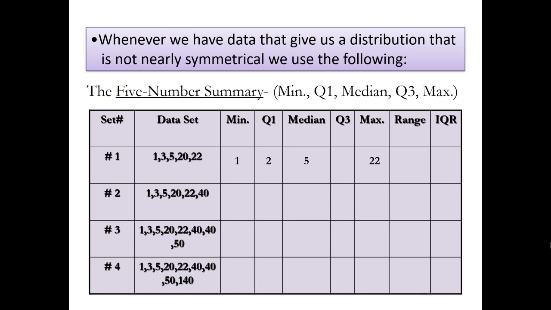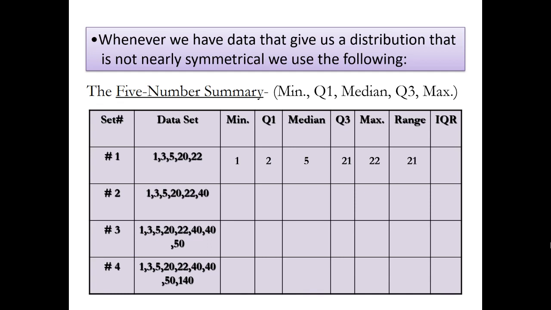I also have my Q1. Now I can think of Q1 as looking at the data that is below the median. If I look at that, it's just the numbers 1 and 3. Well, I don't have a number in the middle of 1 and 3. So instead, I add 1 and 3 together, divide by 2, and I get Q1 is 2. Same thing for Q3. Look at my data set. We've already used 5, so I'm looking at the data to the right of 5. It's 20 and 22. In order to find Q3, I have to add those together and divide by 2, and I get a 21. Next, we have our range.